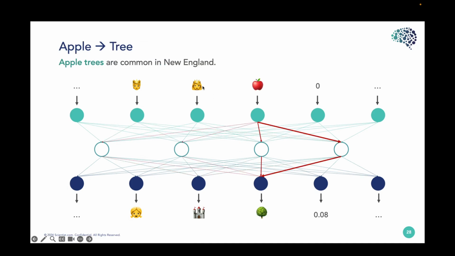Okay, now for something completely different. Apple trees are common in New England. The word apple and the word tree, it's going to go way over here, and it's going to use some node that is unrelated to queen and princess and daughter and palace, to get at tree. And then it's also going to use a little bit of this one, which is one of the nodes that the queen and princess used to get at palace.